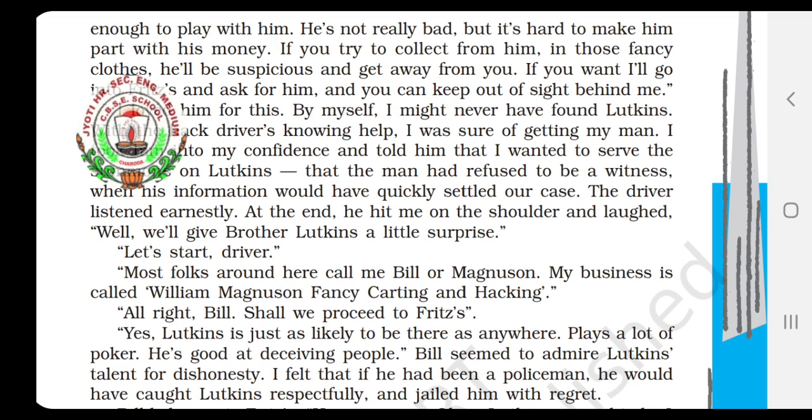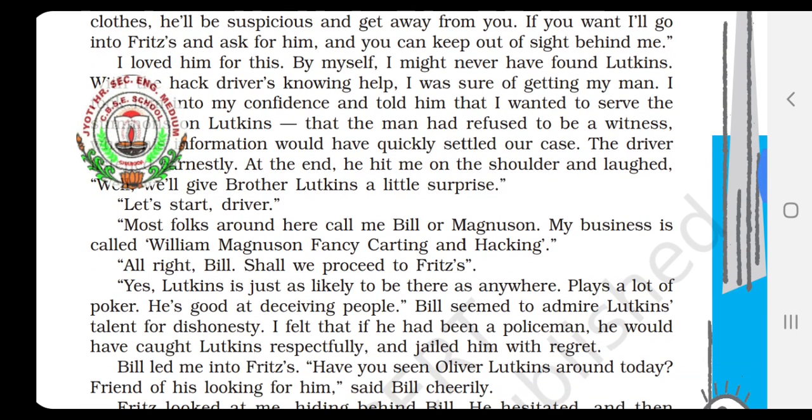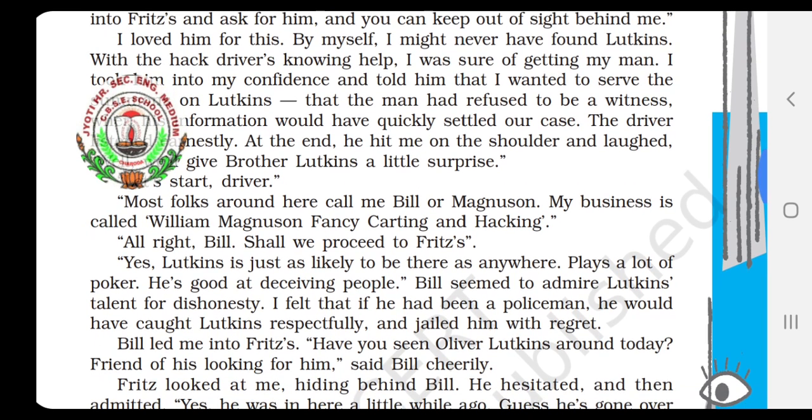Most folks around here call me Bill or Magnuson. My business is called William Magnuson Fancy Carting and Hacking. All right, Bill, shall we proceed to Fritz? Now, he told about himself that most of the folks, the people over there, used to call him either Bill or Magnuson. And he said the business is named William Magnuson Fancy Carting and Hacking. That is the name of the business. So the narrator also said, all right, Bill. He told his nickname. His name was Bill. So he asked him to proceed to Fritz's shop.